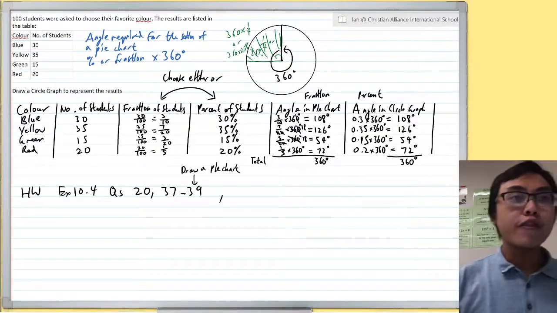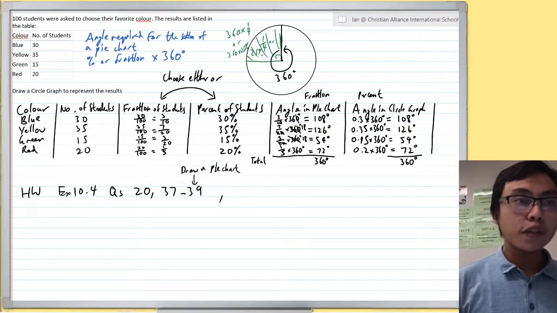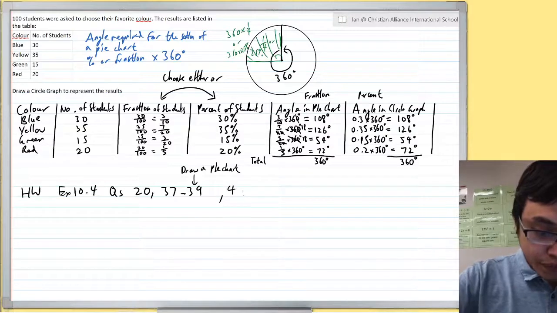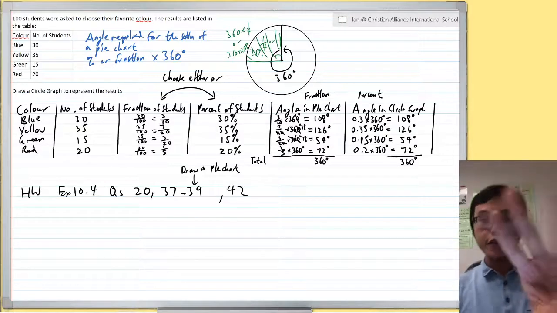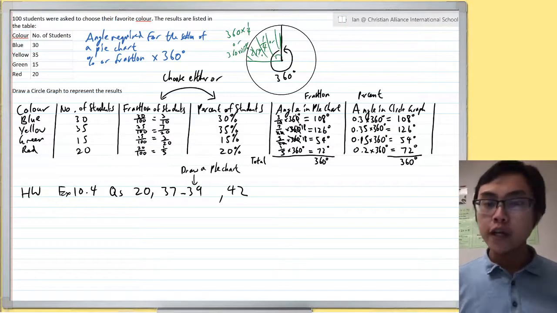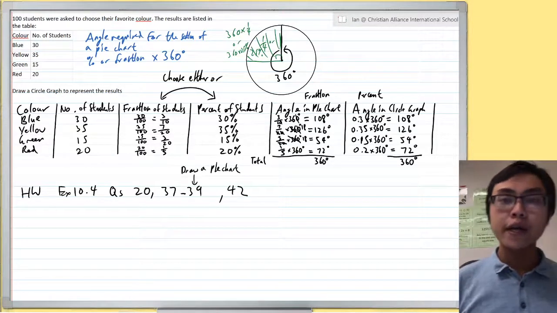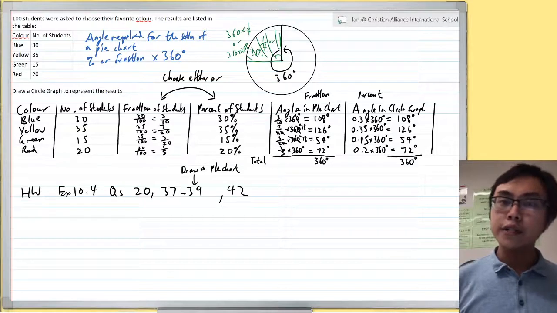And then the third one is question 42. Please do question 42. So you do need to create 3 pie charts of your own. If you have trouble, refer back to this lesson, refer to the notes, and I will see you all next lesson.